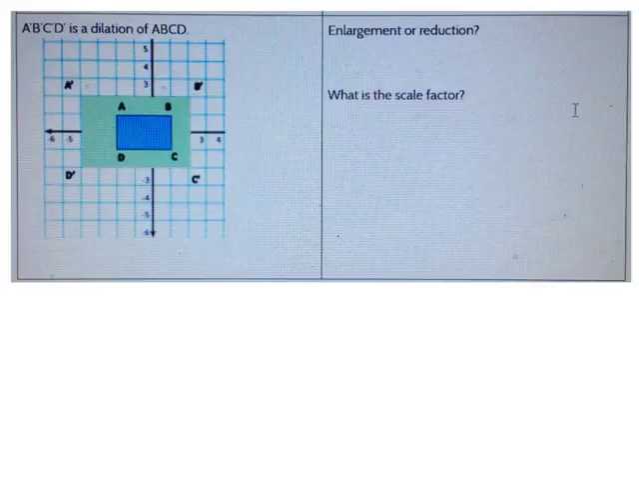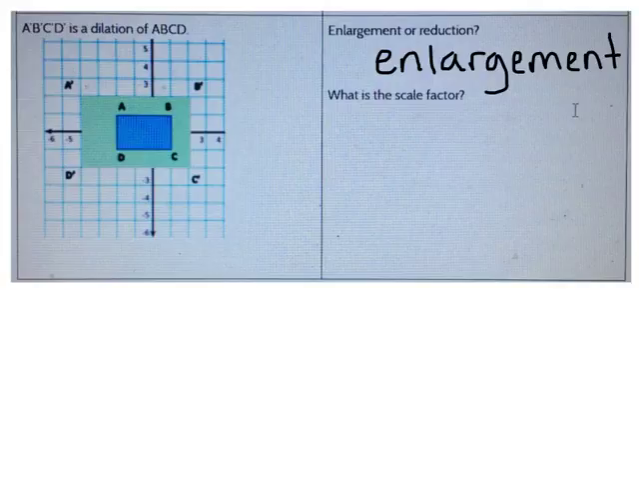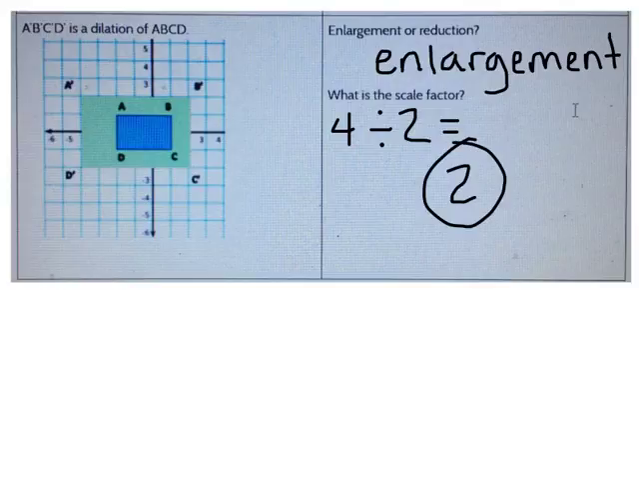A prime, B prime, C prime, D prime is a dilation of ABCD. Is it an enlargement or reduction? It's an enlargement. What's the scale factor? Well, I can see that line B prime C prime is 4 units, and line BC is 2 units. So what's the scale factor? It's 2. Every side has been multiplied by 2. When I have an enlargement, my scale factor is greater than 1. When I have a reduction, my scale factor is less than 1.